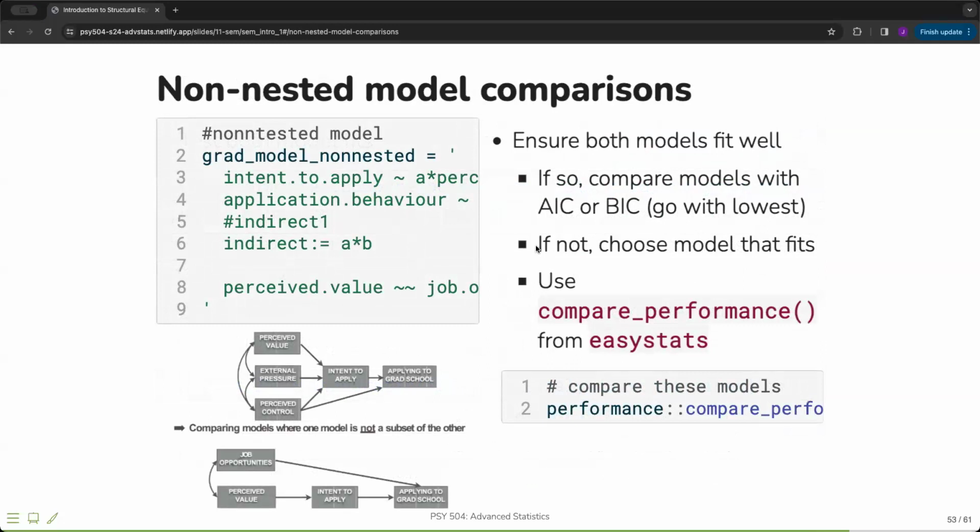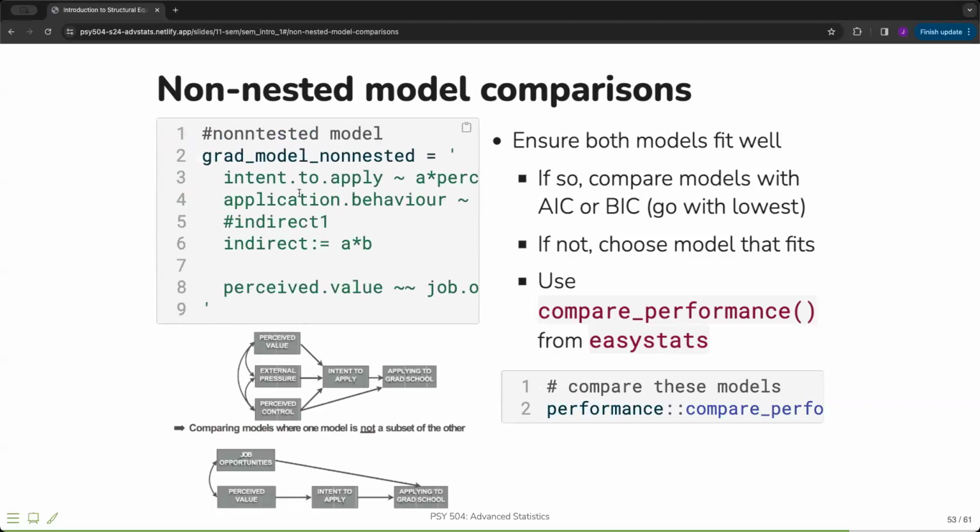We could also do non-nested model comparisons. So this would be an alternative hypothesis or model that we fit with the data. I have that highlighted here, right? This is our original model that we're fitting. And this is just an alternative non-nested model, where you see that now we have job opportunities directly affecting actual behavior. And then we have perceived value predicting intentions to apply, and intentions to apply predicting actually applying to grad school. So a simplified model, but it's a non-nested model because we're including a variable that's not included in our original model.